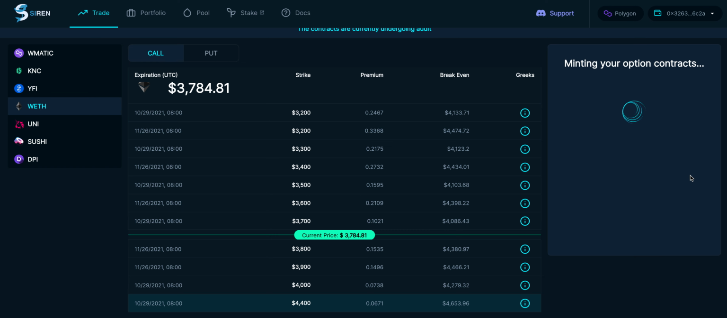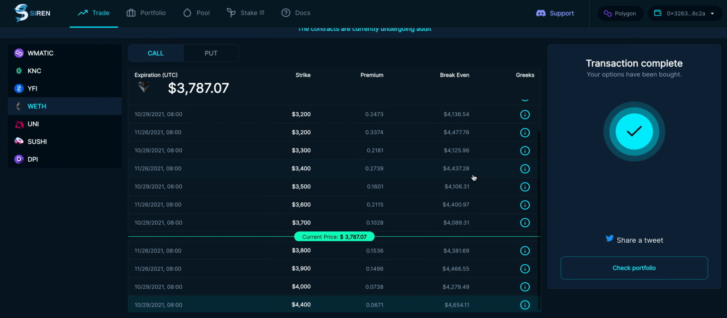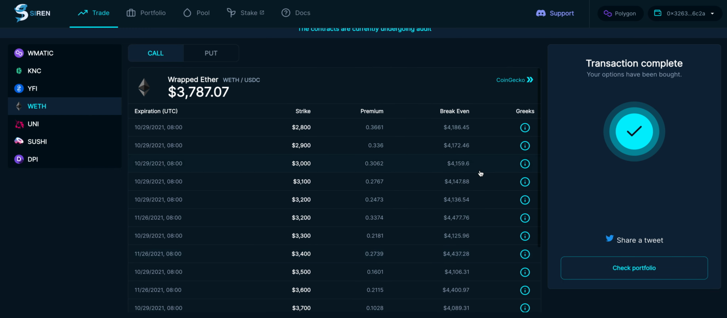And we'll see that I've essentially bought an on-chain option for October 29th expiration, $4,400 strike price call, and boom, transaction complete. Look how cool that is. So this is how someone would buy an option. Again, we have all these assets we can buy options from.